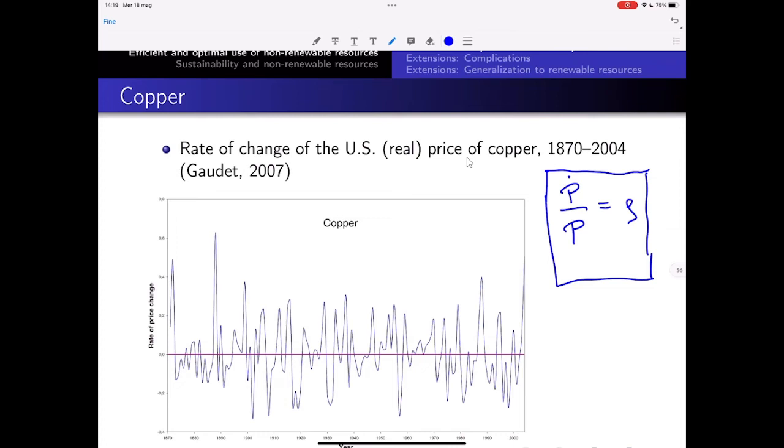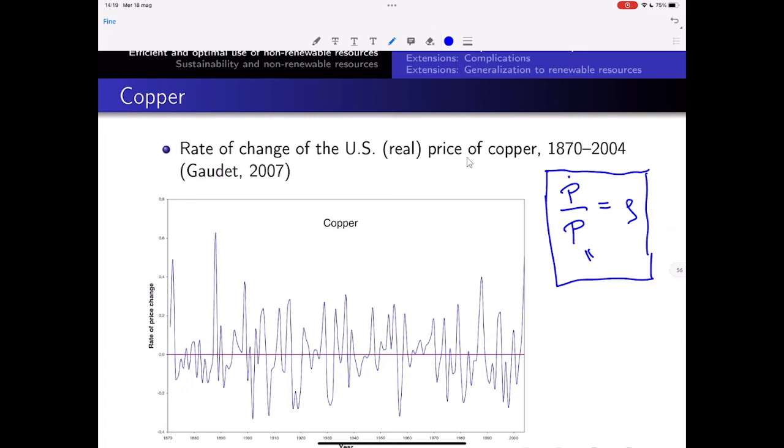And given the intertemporal trade-off individuals face, the optimal extraction path should be such that the price of the resource, the shadow price, and here the empirical counterpart would be actual prices, should grow at an exponential rate equal to the social discount factor.